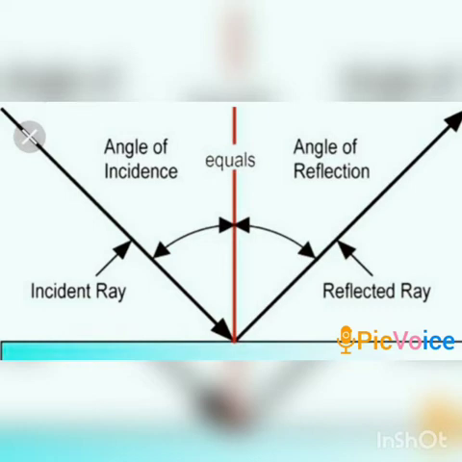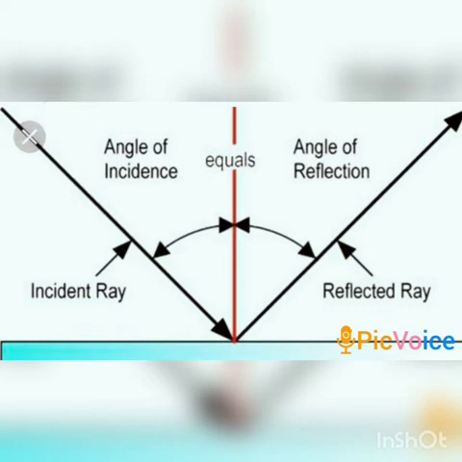The second term is the incident ray and the reflected ray. The ray of light coming towards the mirror from the object is called the incident ray. Similarly, the ray of light which turns back after reflection from the surface of the mirror is called the reflected ray.